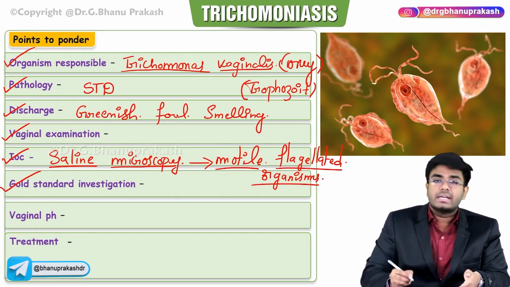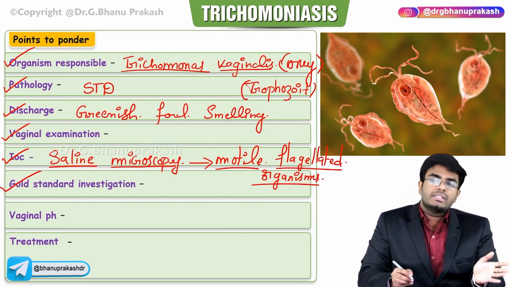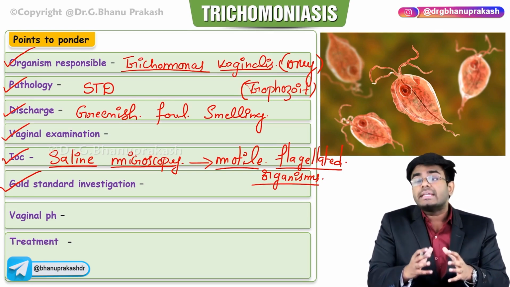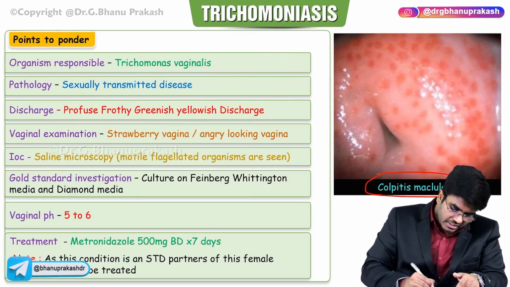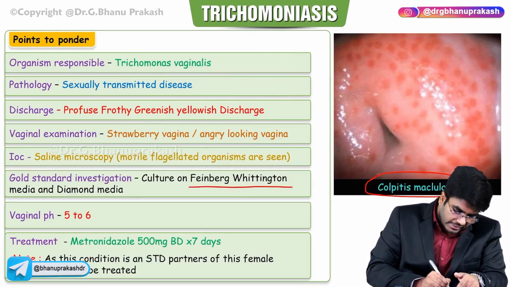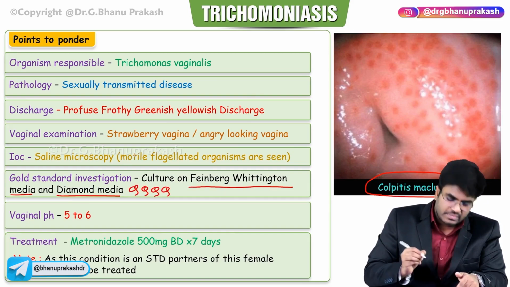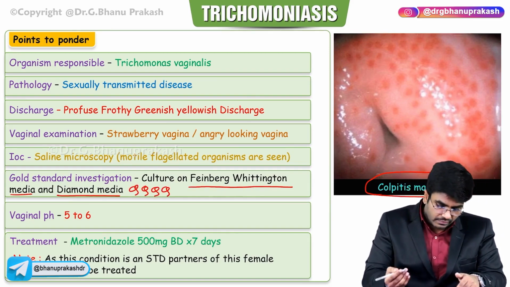Now what about the gold standard investigation? Even in the previous condition, that is candidiasis, you are culturing it on Sabouraud's and Nickerson's media. Here also the gold standard investigation is culture on Feinberg-Whittington media and Diamond media. Okay, so you can do the culture of these organisms in the Diamond media and Feinberg-Whittington media.